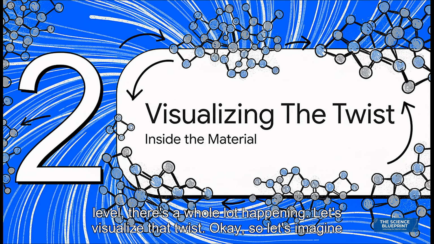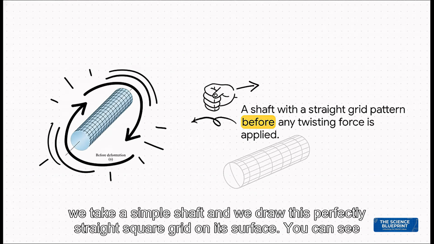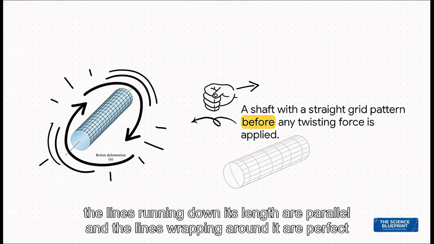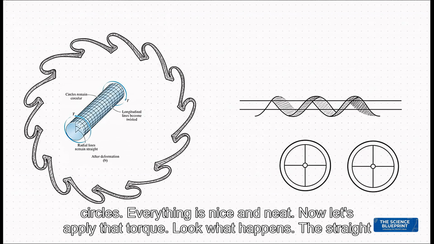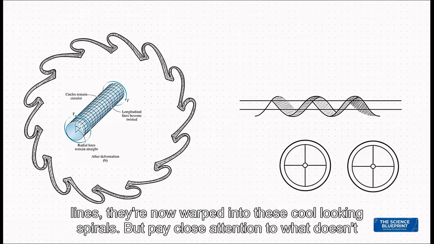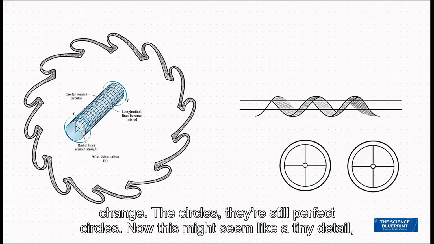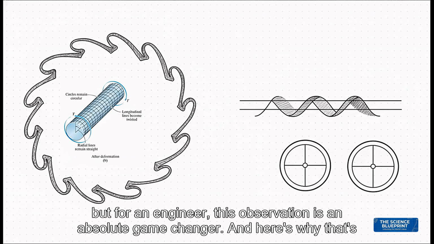Let's visualize that twist. Okay, so let's imagine we take a simple shaft, and we draw this perfectly straight, square grid on its surface. You can see the lines running down its length are parallel, and the lines wrapping around it are perfect circles. Everything is nice and neat. Now let's apply that torque. Look what happens. The straight lines, they're now warped into these cool-looking spirals. But pay close attention to what doesn't change. The circles, they're still perfect circles. Now this might seem like a tiny detail, but for an engineer, this observation is an absolute game changer.